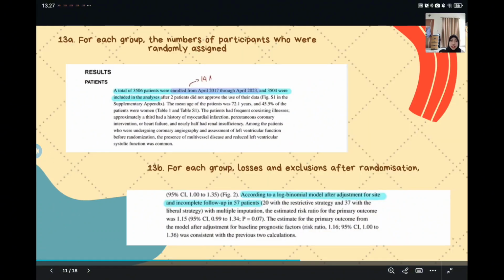Okay, so now let's talk about the results. In number 13A, for each group, the number of participants who were randomly assigned, it's mentioned a total of 3,504 patients who were studied, but only 57 were lost to follow up, which is very good.